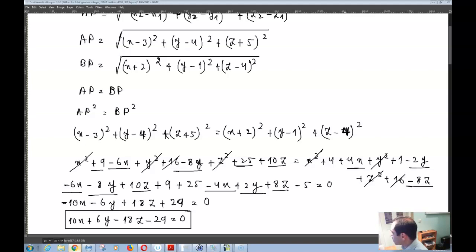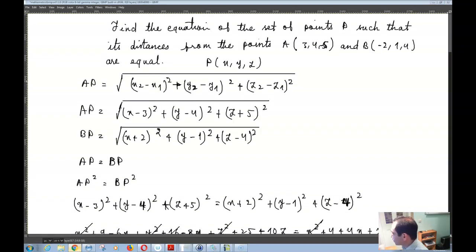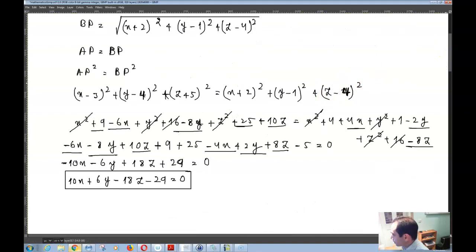So I'm going to delete and reload this page, and I have basically 2 points over here, which are 3, 4, negative 5, and I have another point over here which is negative 2, comma 1, comma 4, and I have another one which is, not really sure, that might actually be a plane, basically 10x plus 6y minus 18z minus 29 is equal to 0. That is a plane.